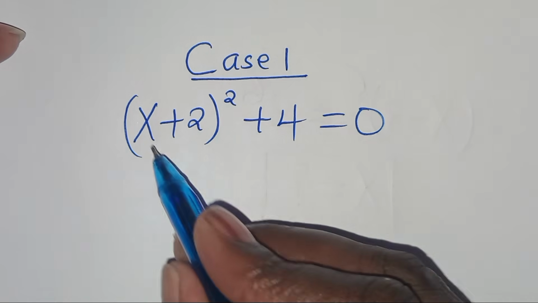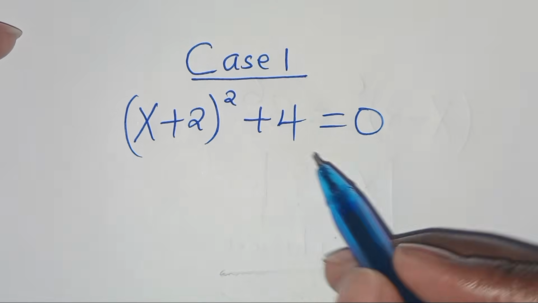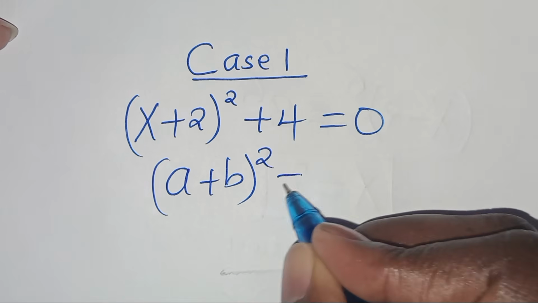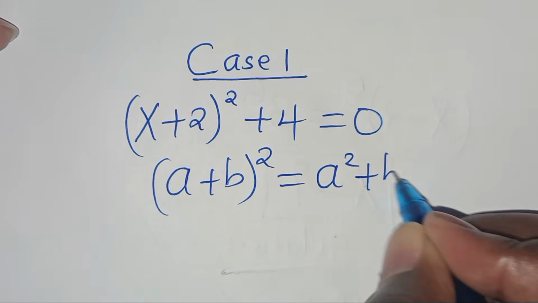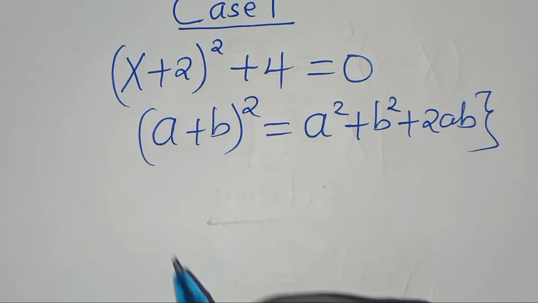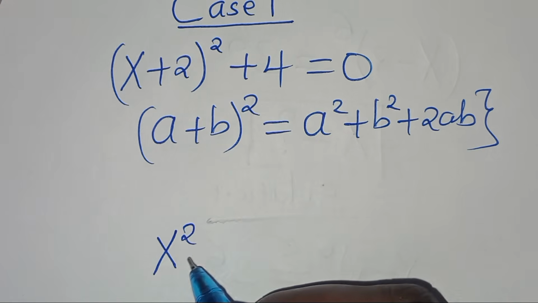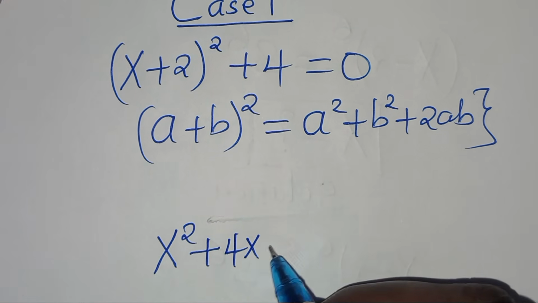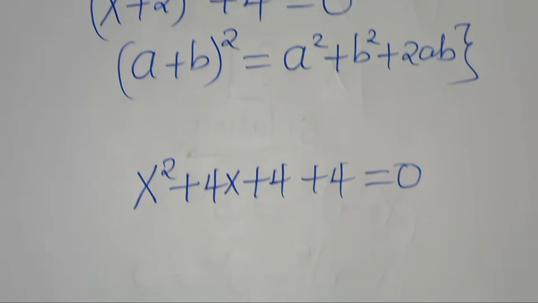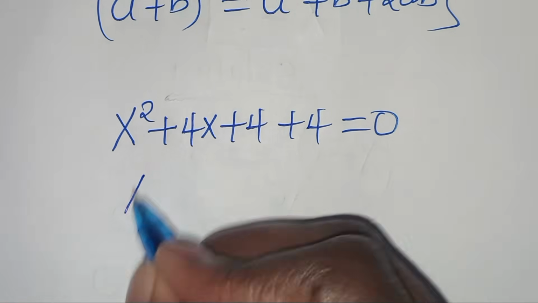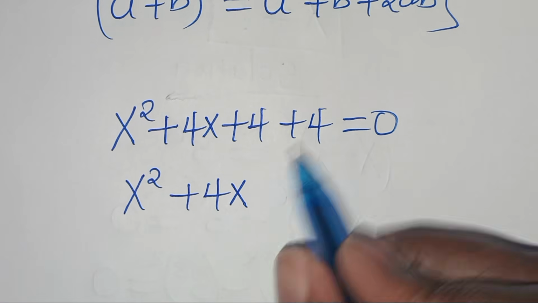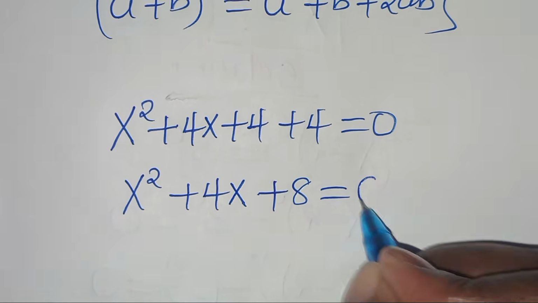In case 1, we have (x+2)^2 + 4 equal to 0. This is in the form of (a+b)^2, which can be expressed as a^2 + b^2 + 2ab. Applying this identity, we have x^2 + 4x + 4, then plus 4, equal to 0. So this is x^2 + 4x, then 4 plus 4 is 8, equal to 0.